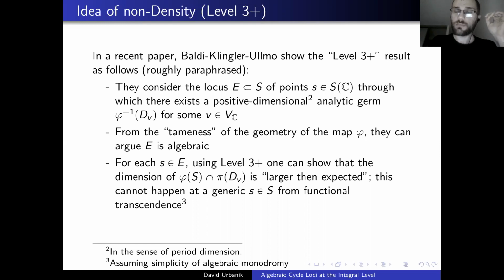Interrupt you for a quick question. In this argument, the level 3+, does it only come in the last step? So for the algebraicity, the level is not used. That's right. Yeah. So for the previous steps, the level is not used. Thank you.